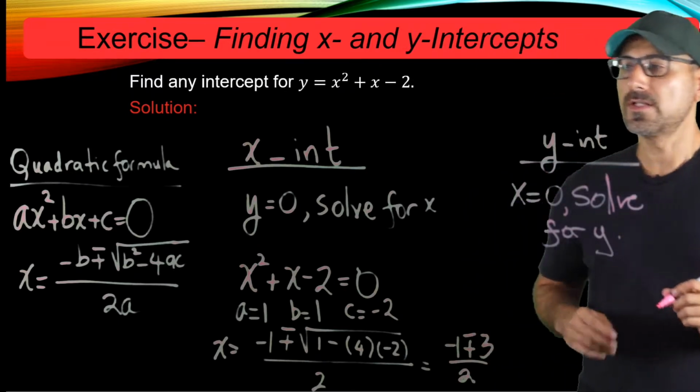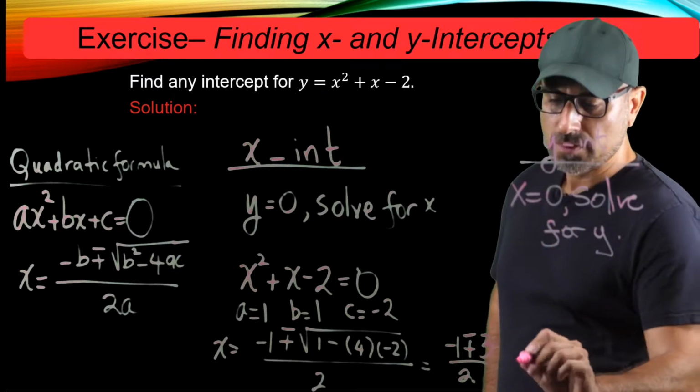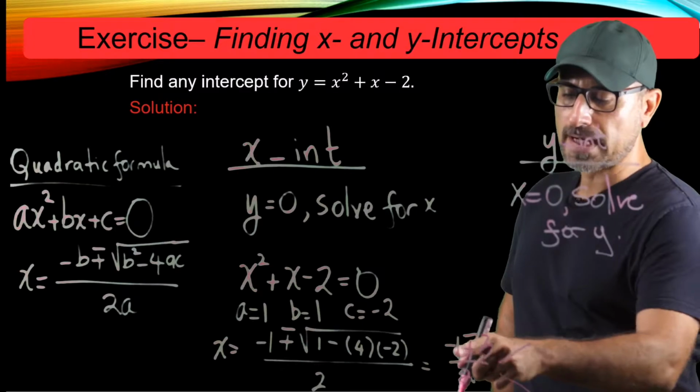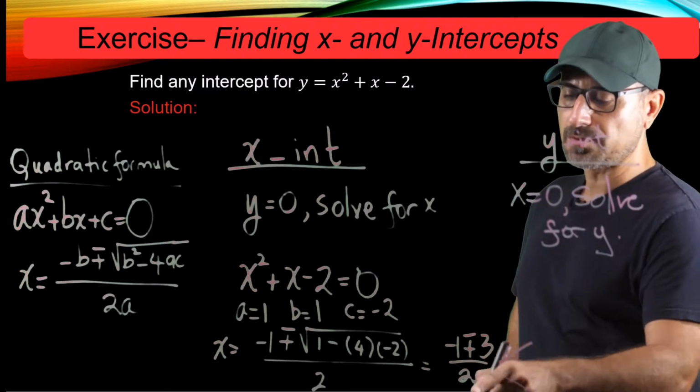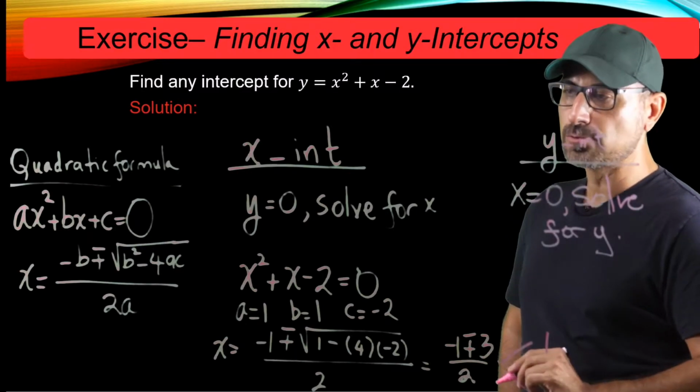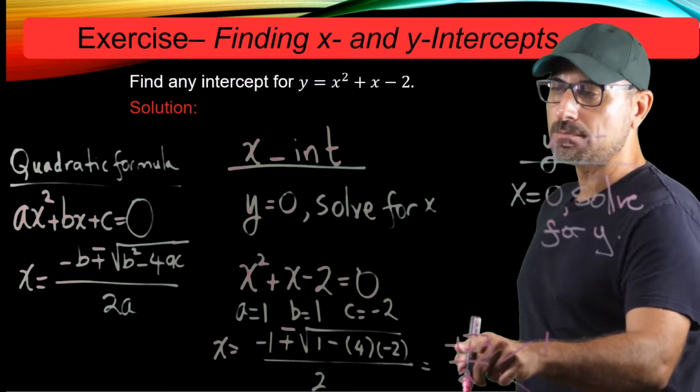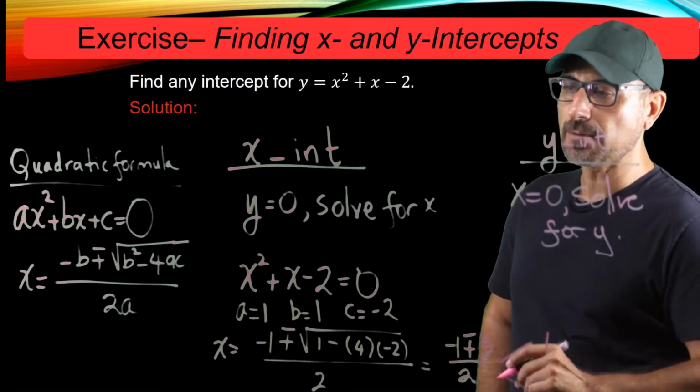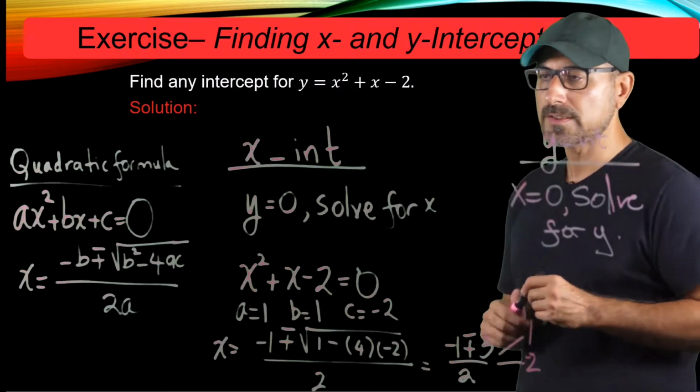Okay, so let's see what kind of roots we have. So plus 1 is minus 1 plus 3 divided by 2. That's equal to 1. That's one root. And the minus version, minus 1 minus 3 divided by 2, is negative 2. All right, these are the x-intercepts.